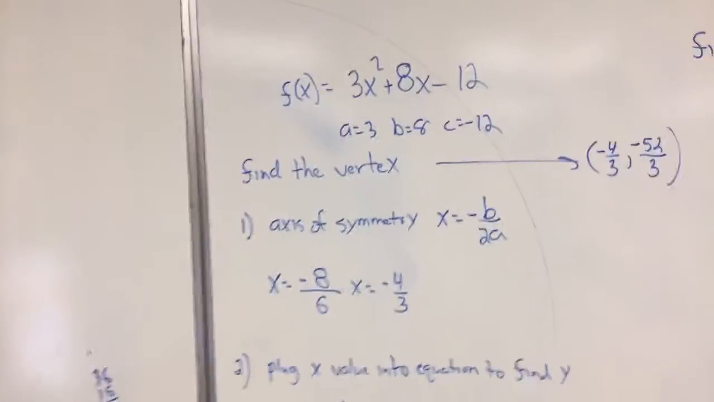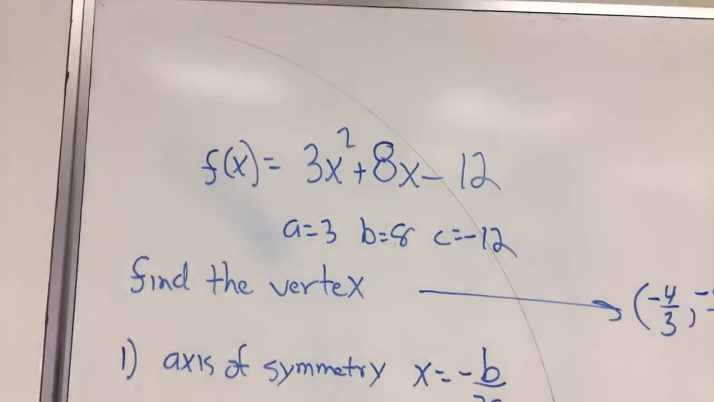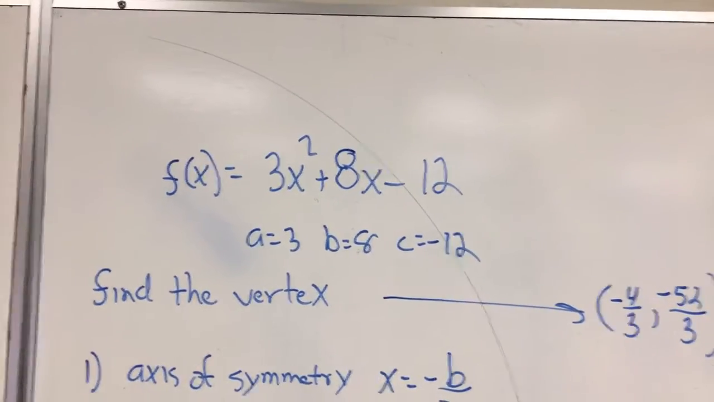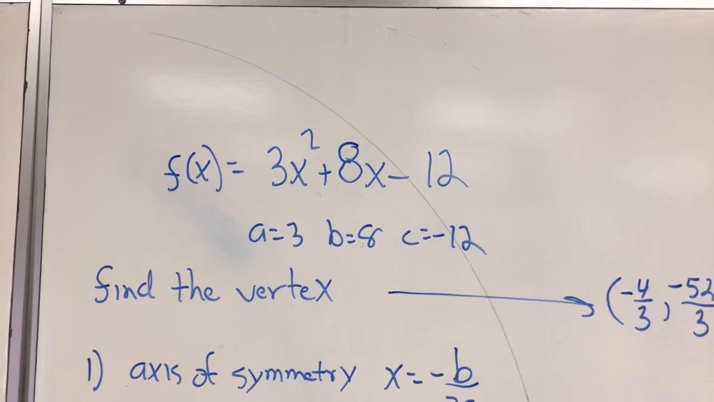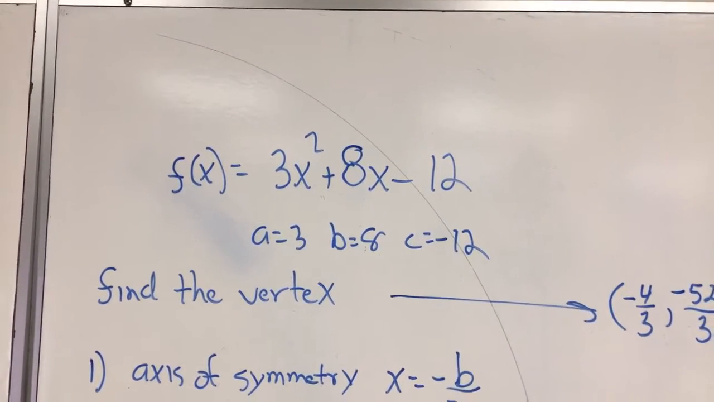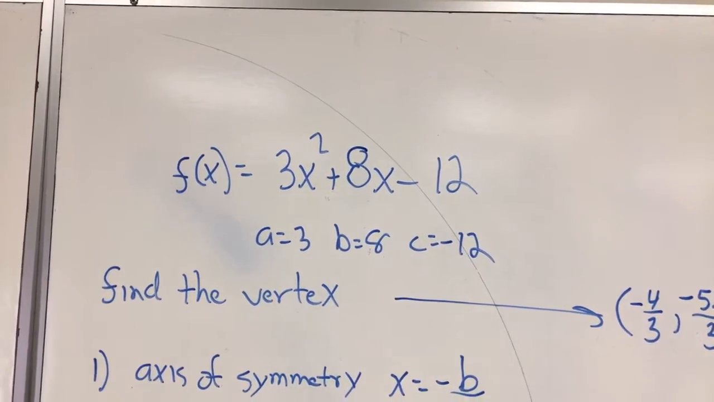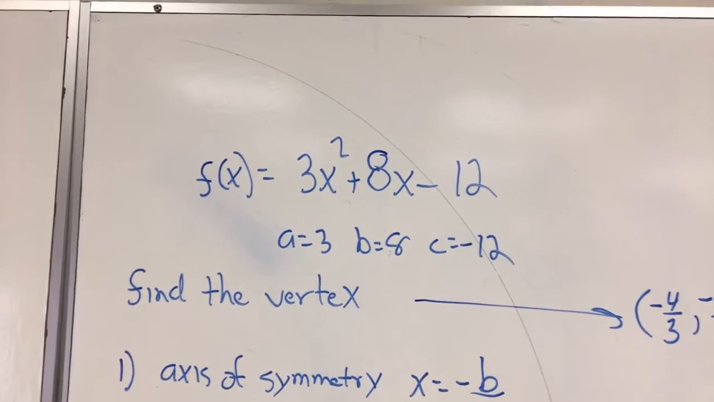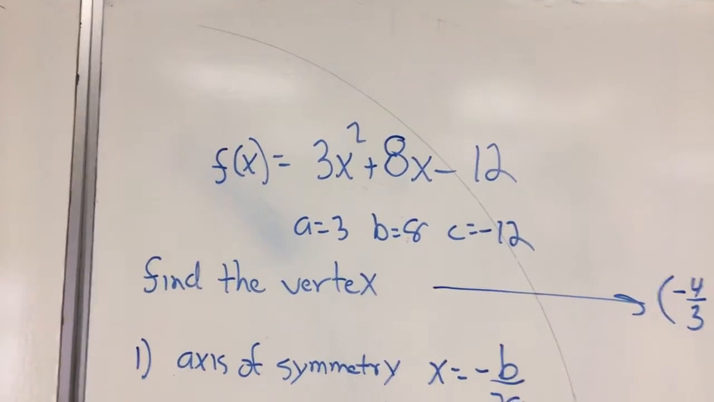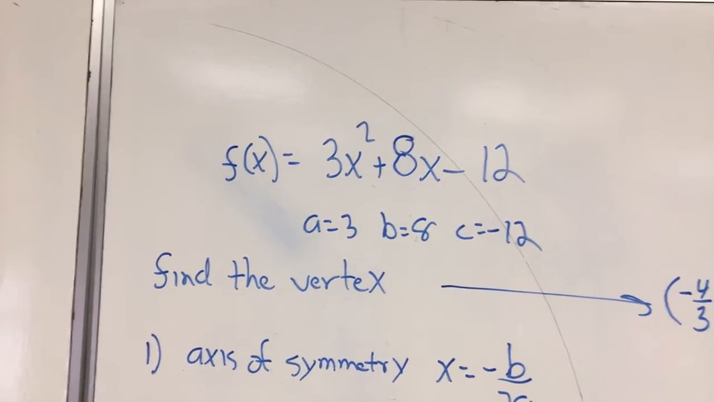Okay, there's the quadratic we start with. f of x is equal to 3x squared plus 8x minus 12. I'm going to analyze that for a second to make sure that there's no greatest common factor. And is it in standard form? Please don't forget standard form. All right, I don't see a greatest common factor, and yes, it is in standard form. So I identified my a, b, and my c.